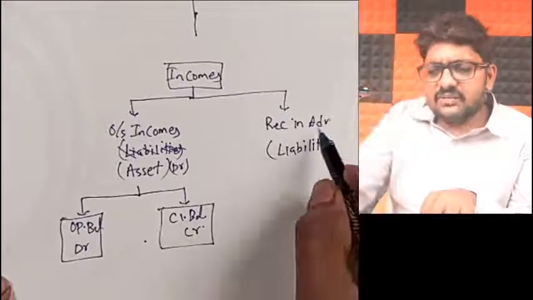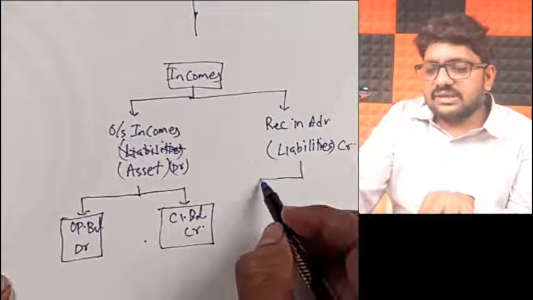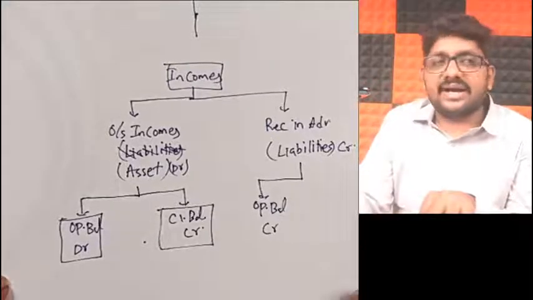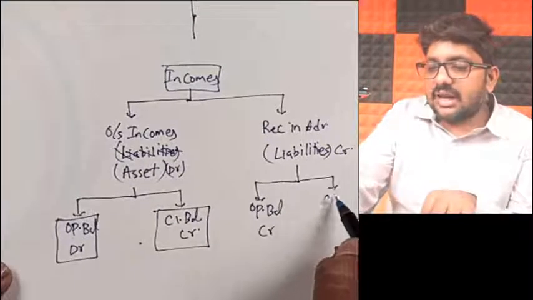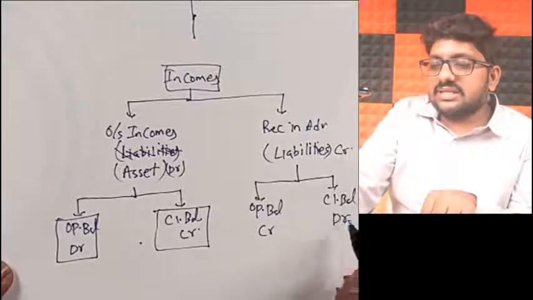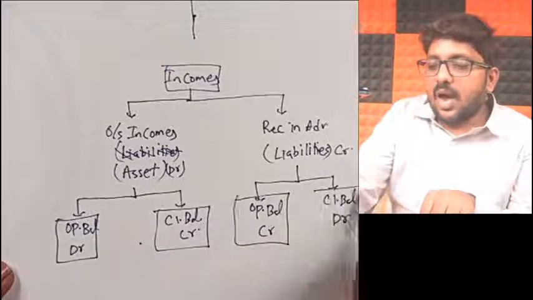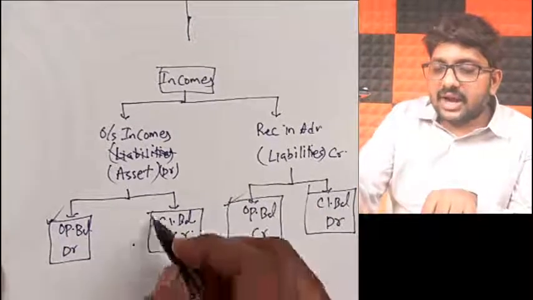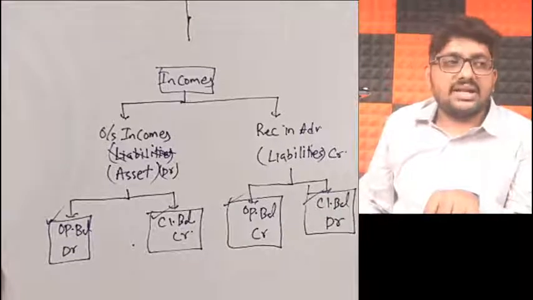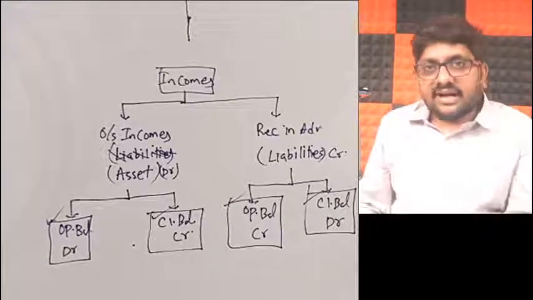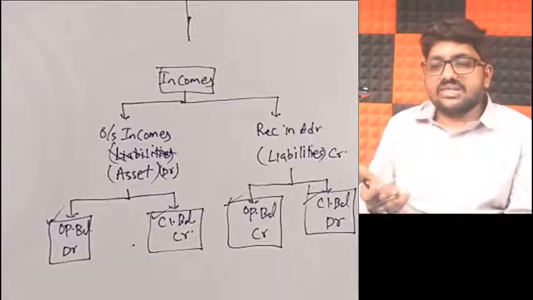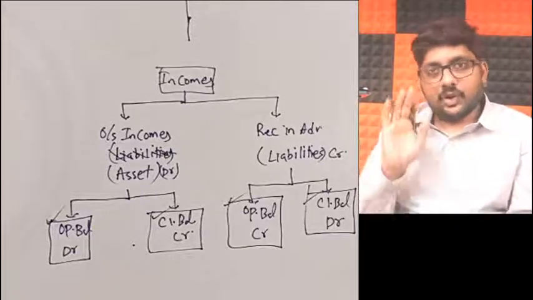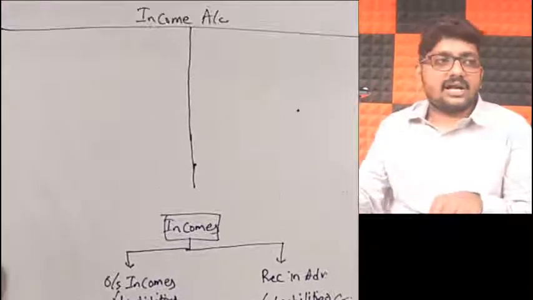Similarly, received in advance comes under the credit category, liabilities. What does it mean? The opening balance will be on the same side, the credit side, and the closing balance will be on the opposite side, the debit side. Here also, if you observe, you have two opening balances and two closing balances. Both outstanding incomes receivable and received in advance may be there. In both cases we do the same thing. Let us include that as a part of our incomes account.